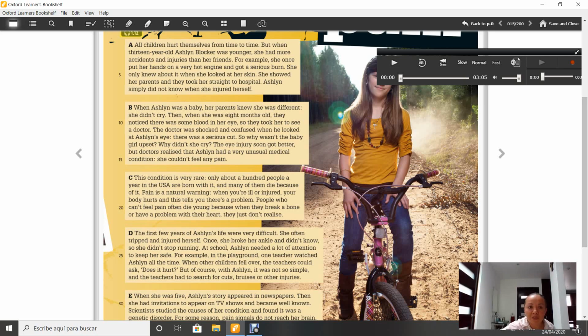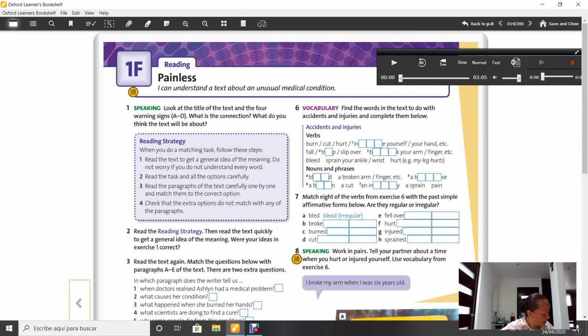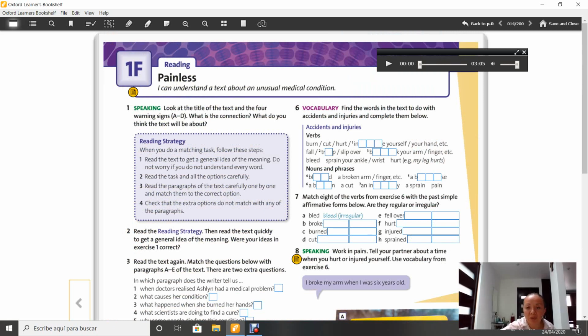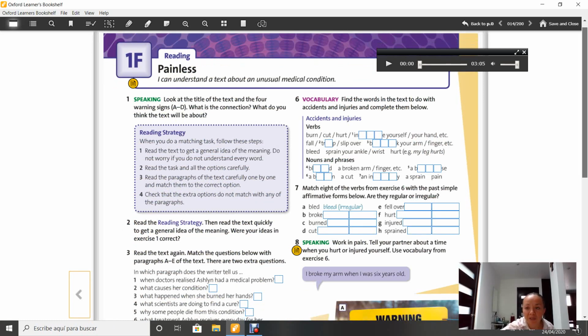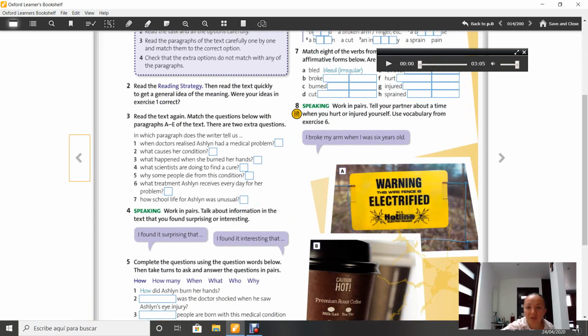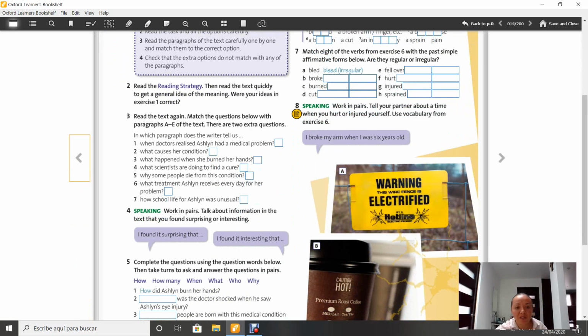Okay, so let's answer your exercises on page 14. And it says there are 2 extra questions. You have 4 or 5 minutes to answer this exercise, please. And then you can check your answers with my answers, okay? So it says, in which paragraph does the reader tell us when doctors realized Ashlyn had a medical problem? Okay, check your answers, please.